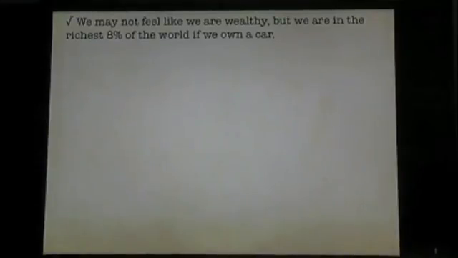Now here are some more examples to show how to combine sentences or how to fix a run-on. We may not feel like we are wealthy, but we are in the richest 8% of the world if we own a car. Now this sentence has a comma and a conjunction. The conjunction is but, and it's connecting two complete sentences. You see there's a check in front of the sentence? That means it's correct. But here's one that's not correct.